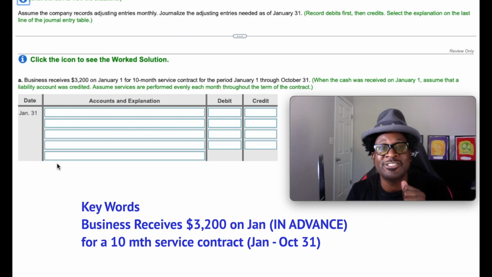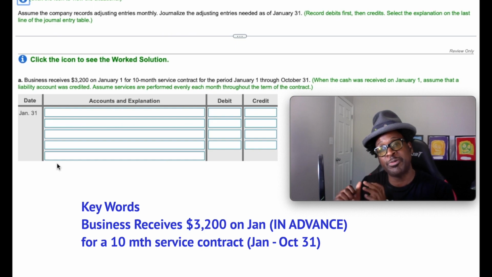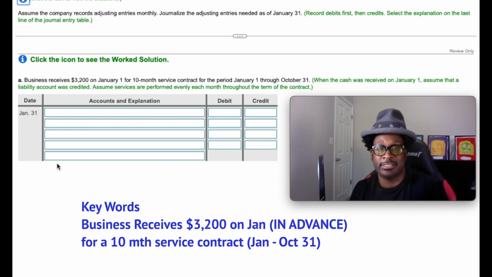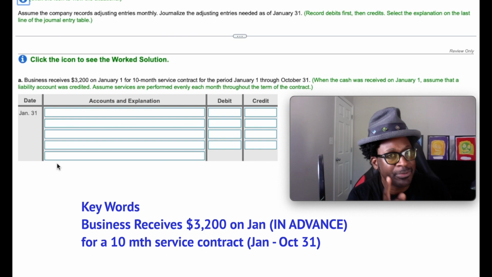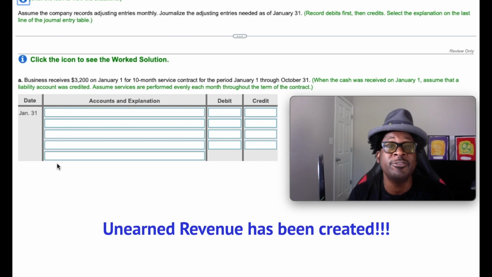So initially on January, what happened, gang? This company received cash in advance for services to be provided for the next 10 months. Now, this is a proper example of unearned revenue. Why? Because unearned revenues occur whenever you receive cash in advance for a service to be provided in the future.